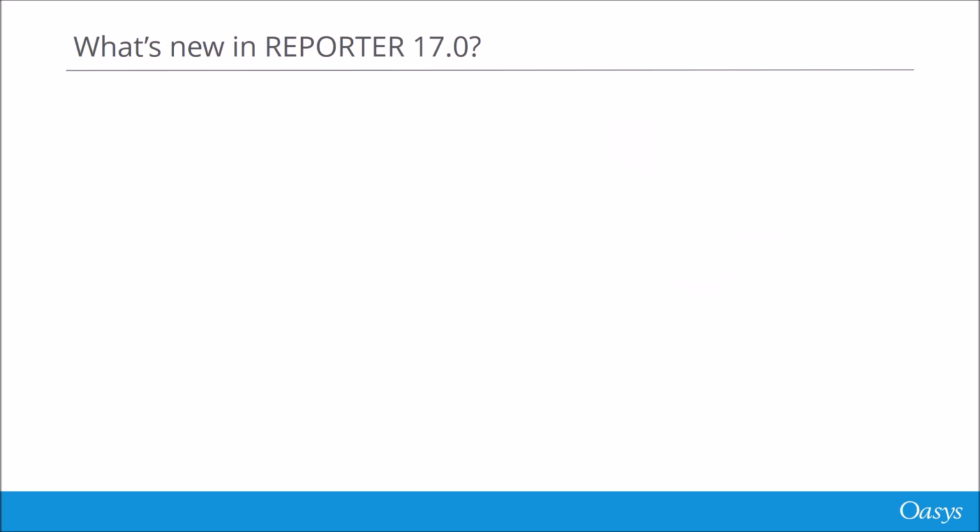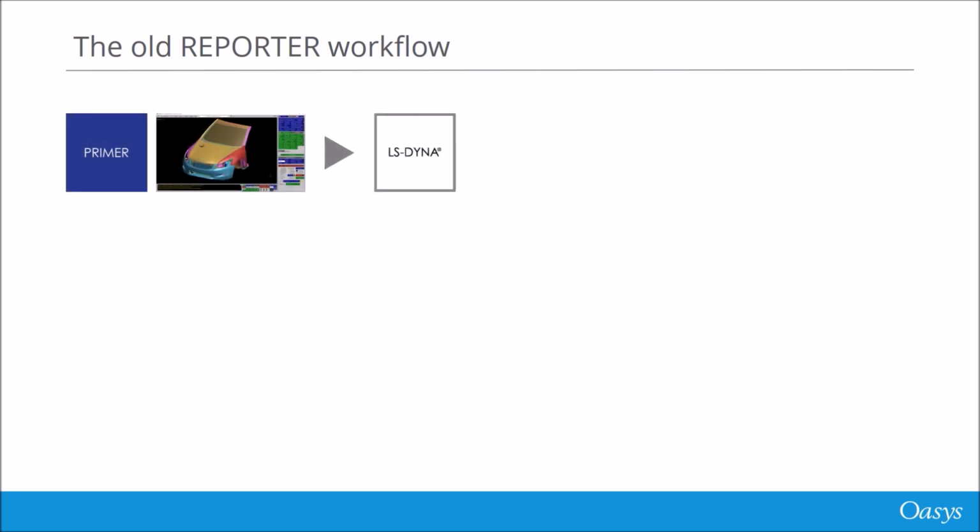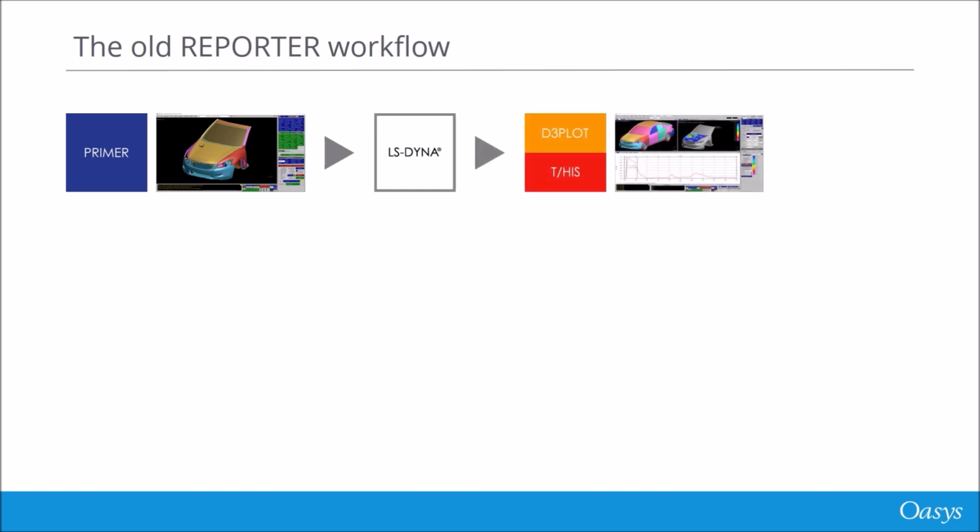So what's changed in version 17? Well, we have overhauled Reporter to give it a new integrated workflow. What does this mean? Well, let's start with the old workflow that existing users would be familiar with. After setting up my models in PRIMER and running the LS-DYNA solver, I would be looking at results in D3plot and THIS. At this point, I might decide to create a report, either to share the results directly with my team, or to set up some automated reporting for future analysis runs.